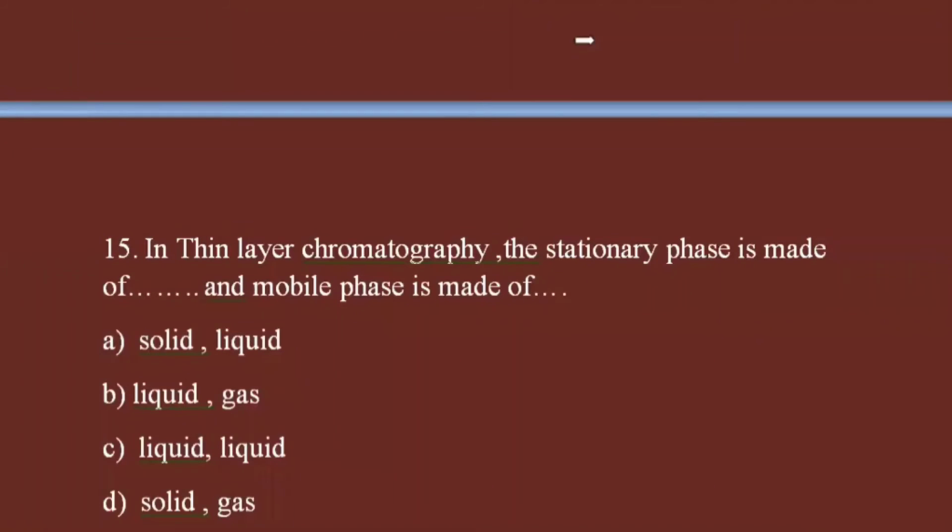Our 15th question is, in thin layer chromatography the stationary phase is made up of and the mobile phase is made up of: solid liquid, liquid gas, liquid liquid, solid gas. A option is correct, that stationary phase is made up of solid and mobile phase is made up of liquid.